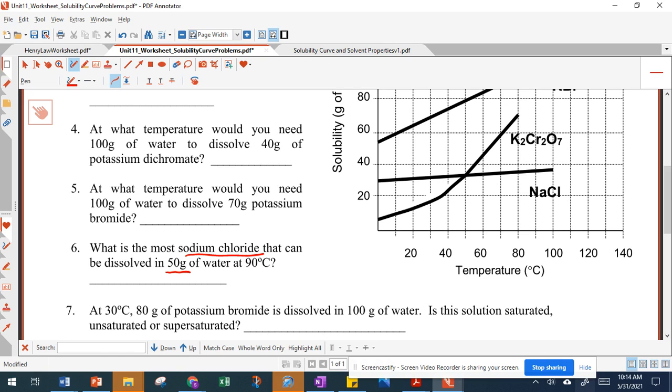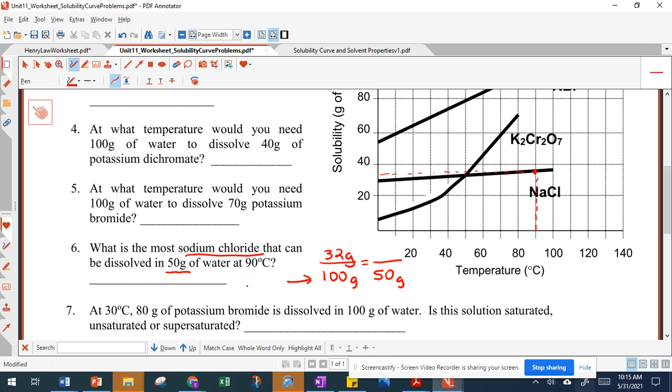So what we need to do is look at 90 degrees and see how much sodium chloride goes into 100 grams of water. So we're going to go up 90, and we can see it in 100 grams of water. It's this, which is going to vary from student to student. So I would say maybe about 32 grams in 100 grams of water at 90 degrees. So what we have to imagine is, what if we only have 50 grams of water?